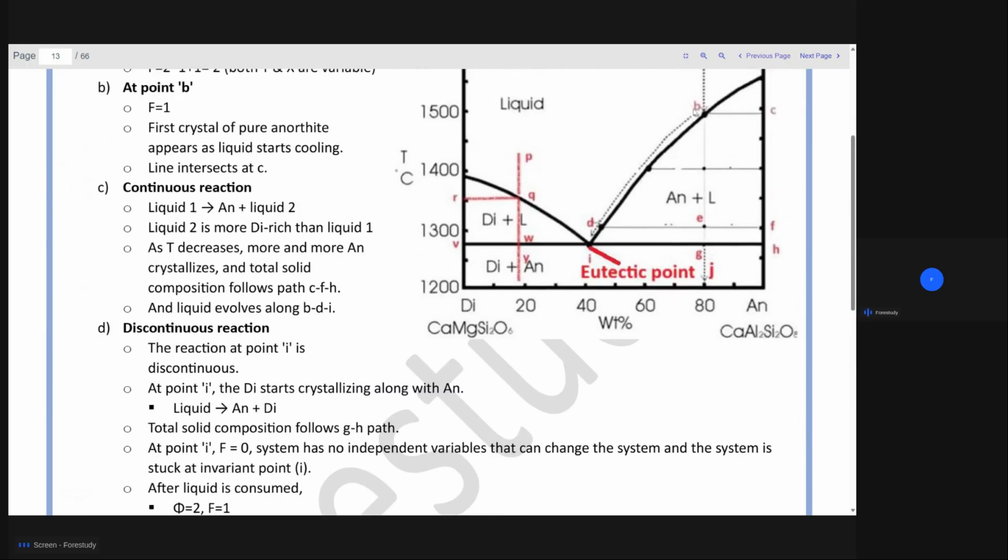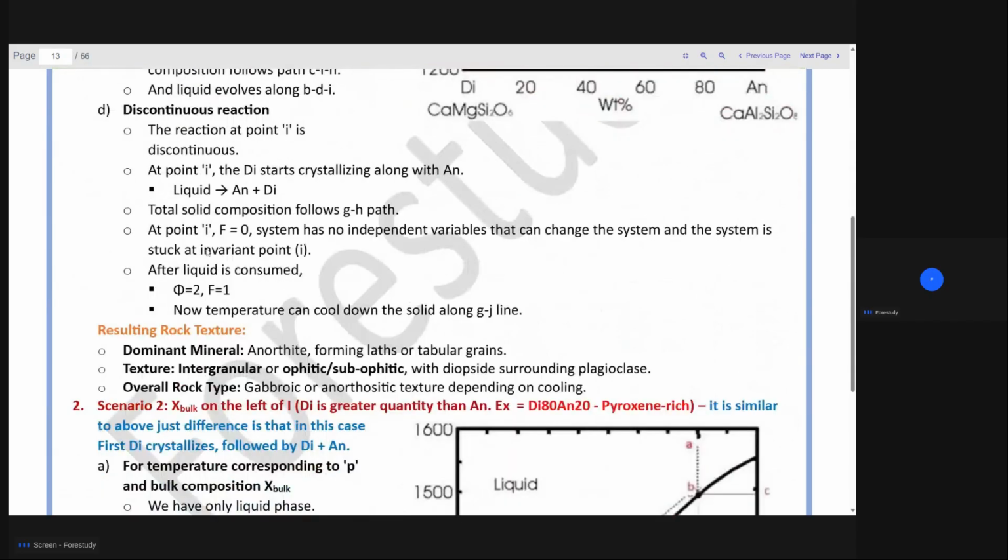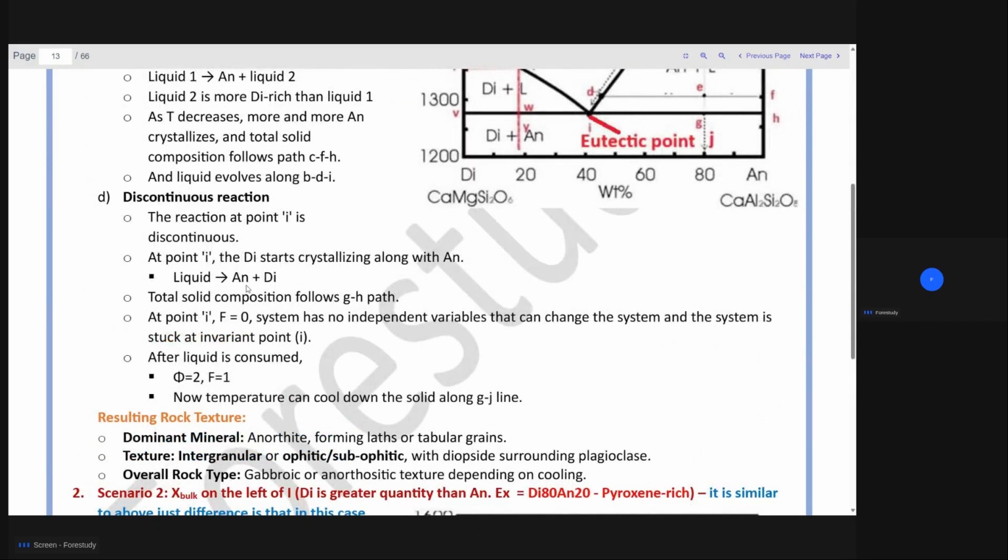So as the melt progresses from B to D, you will notice that it is constantly giving anorthite crystals. So anorthite elements will be depleted in the melt as it slowly progresses from B to D. So at point I, the diopside crystallizes along with anorthite. So liquid will give anorthite plus diopside, and no other liquid will form. No liquid 2 will form here at the eutectic point. It will only give two components, that is anorthite and diopside.